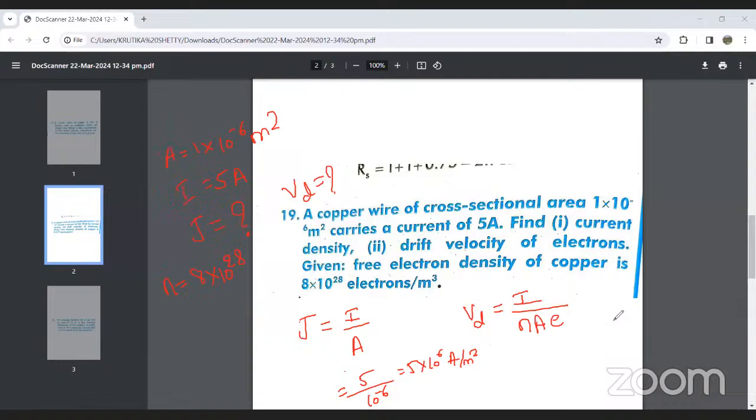So the drift velocity is 5 divided by 8 into 10 raised to 28 into area into charge of the electron.